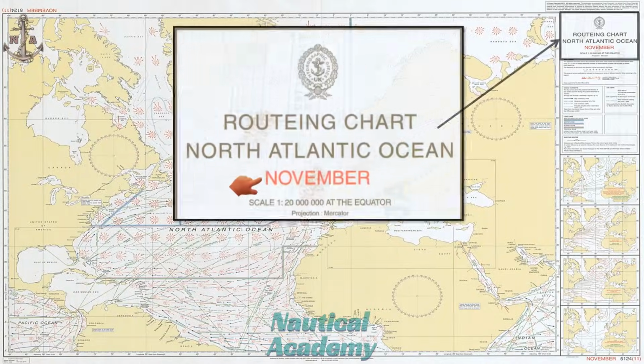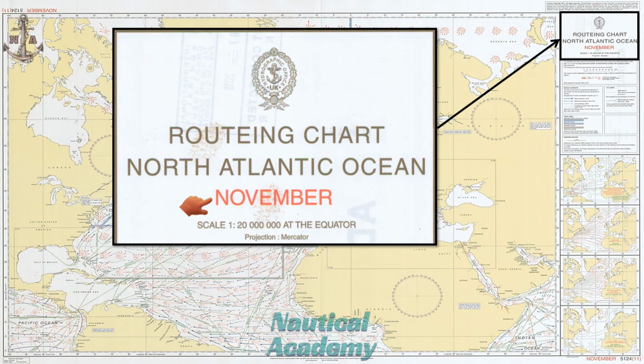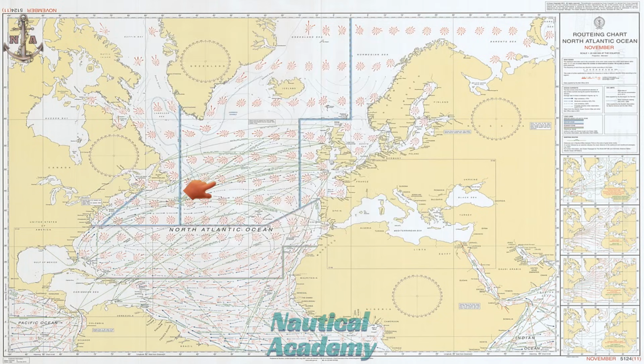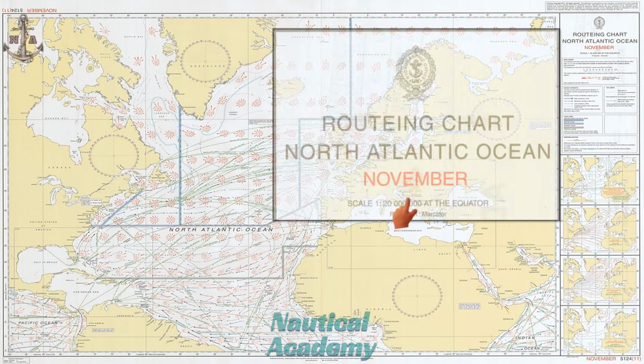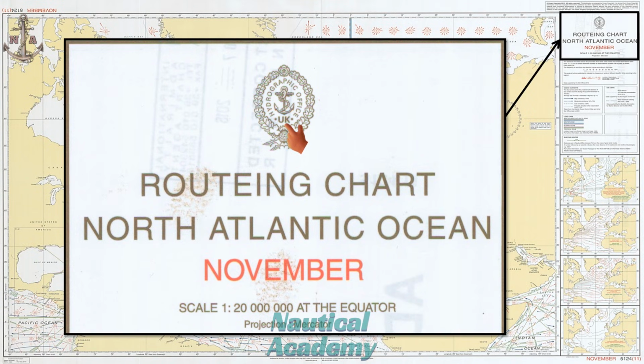Routing charts are issued on a monthly basis, from January through December. This means that if you're planning an ocean passage in November, you should use the routing chart for November to ensure the information matches the expected conditions for that month. These charts are published by the UK Hydrographic Office as part of the Admiralty Standard Nautical Chart Series.